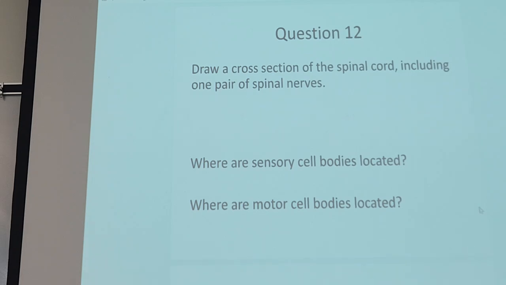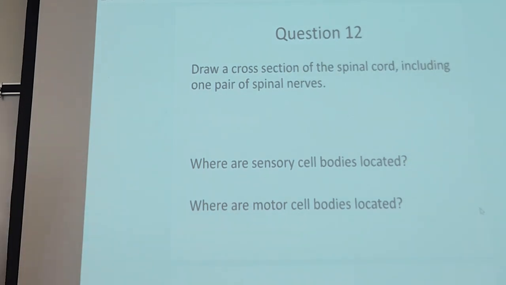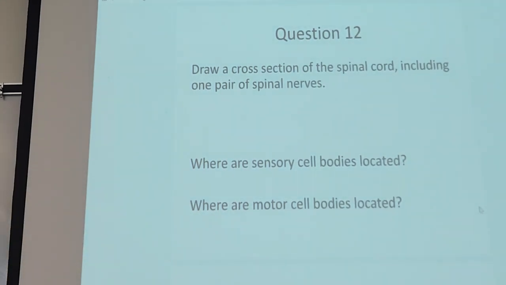Where in the gray matter? In which horn? In the anterior horn, right? Somatic motor neurons. Okay, then where are visceral motor cell bodies found? In the lateral horn.